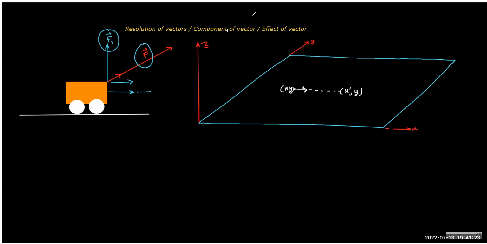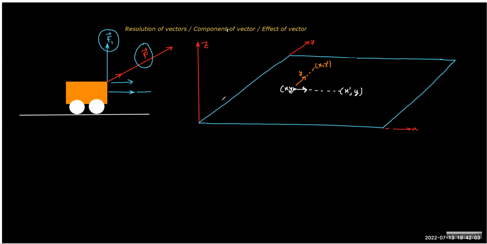Similarly, if something is entirely moving parallel to the y-axis, which coordinate will change and which will not change? Y will change and X will not change. Excellent. So what does it mean? That if someone is moving along the x-axis, the y component is not changing. So I can say the motion has no effect in the y direction. And if something is moving parallel to y, what do we say? The motion will have no effect in the x direction.